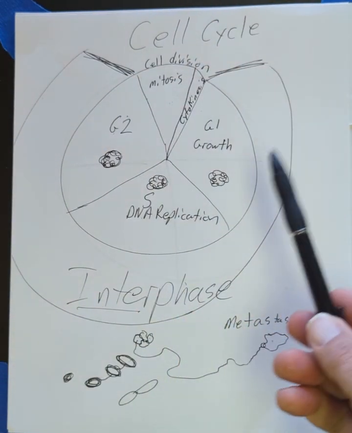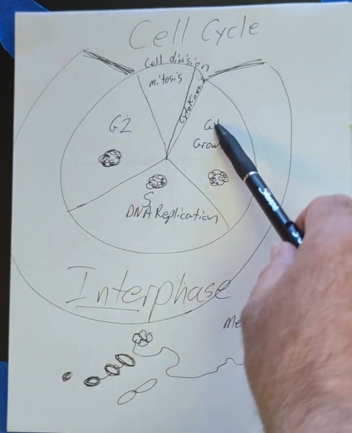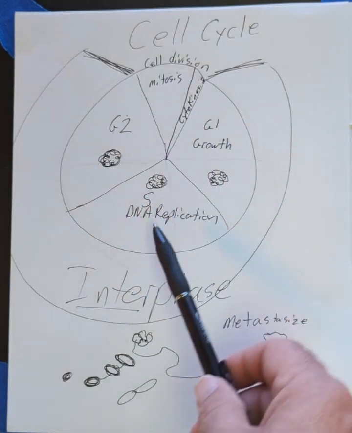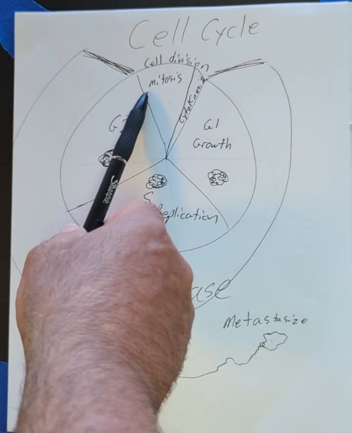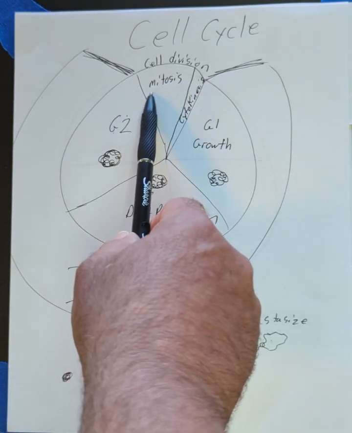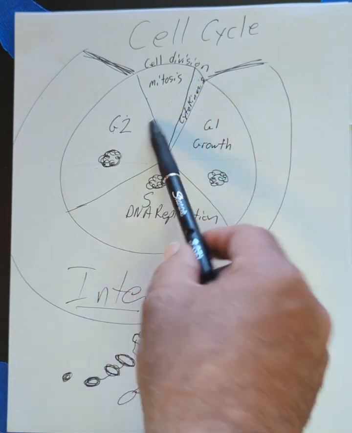We talked about the cell cycle and how most of the cell's life is in interphase, where it grows, it replicates its DNA, it replicates organelles, and then it's ready for mitosis, prophase, metaphase, anaphase, telophase, and then it goes to cytokinesis and actually divides and becomes two cells.